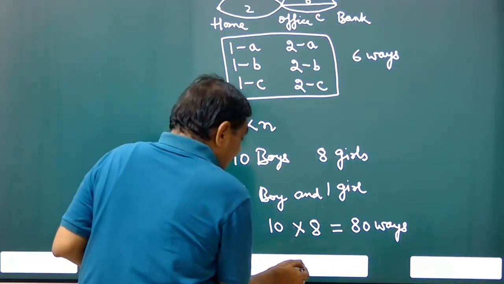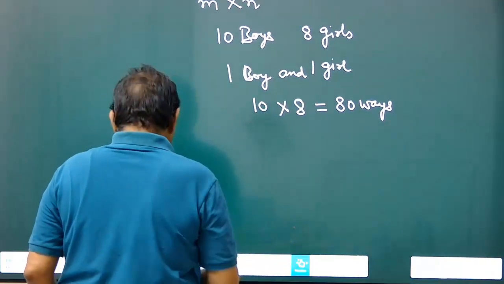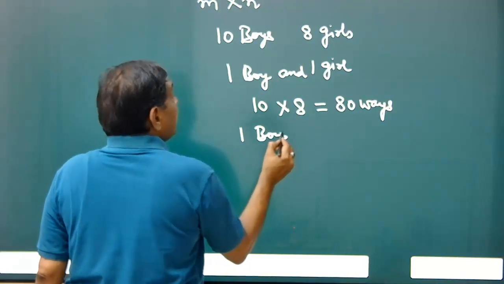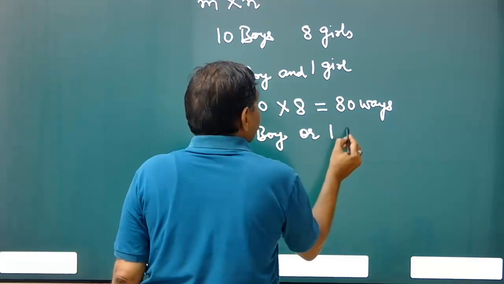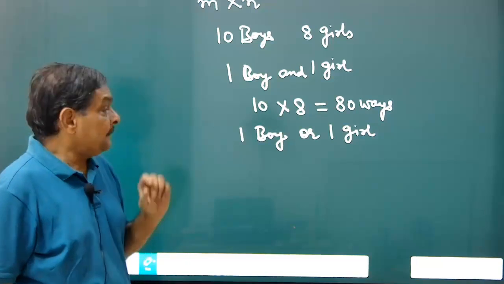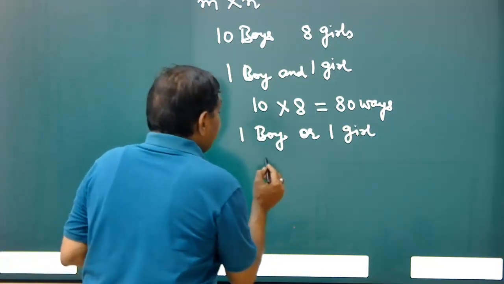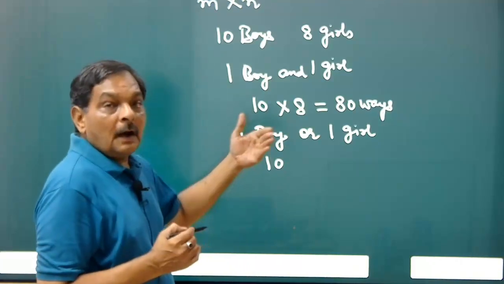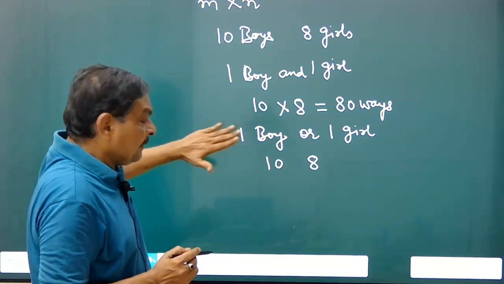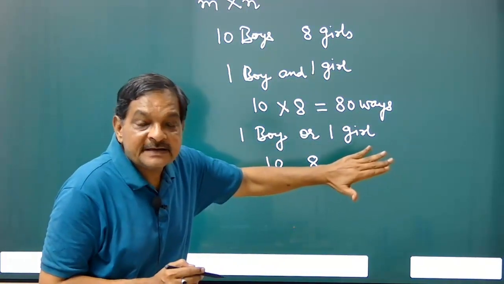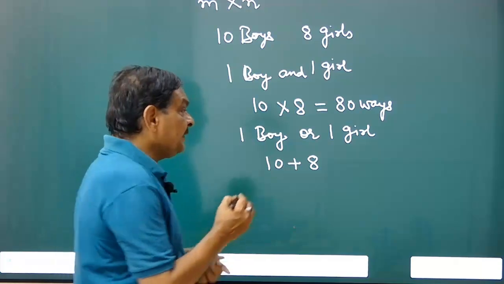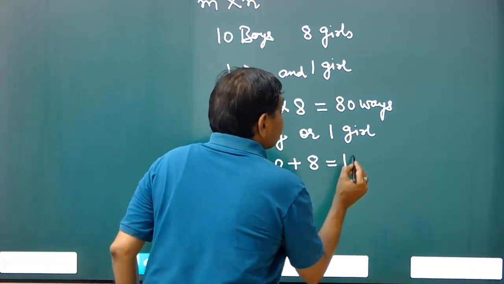Now, if I have another question, I am to select one boy or one girl. Then in how many ways can I do it? One boy again can be selected out of 10 in 10 ways. One girl out of 8 can be selected in 8 ways. Now here either a boy will be selected or a girl will be selected, means here addition will be there. The complete activity will be done in 18 ways.